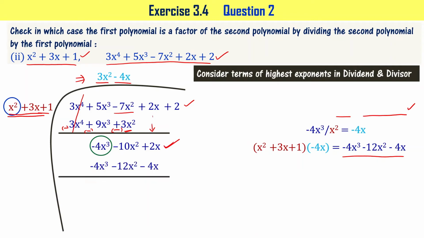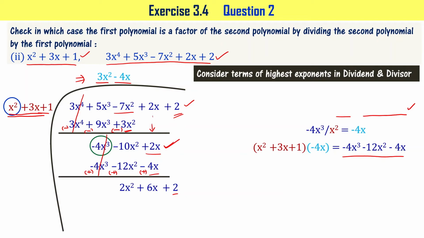When I subtract, let me change the signs first. This is going to be plus 4x cube. This is going to be plus 12x square. This is going to be plus 4x, right? Now sum them term by term. This is going to be cancelled. This is minus 10x square plus 12x square. It is going to be plus 2x square. 2x plus 4x is going to be plus 6x. Let me write that. 2x square plus 6x. Now bring that 2 down so that you have 2x square plus 6x plus 2 as the term.